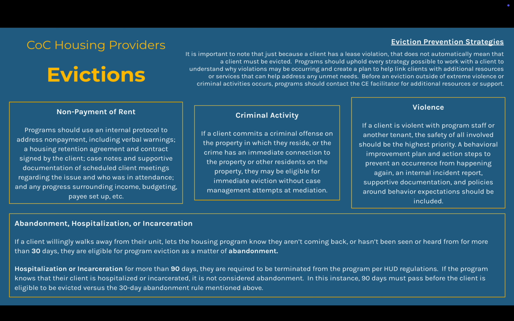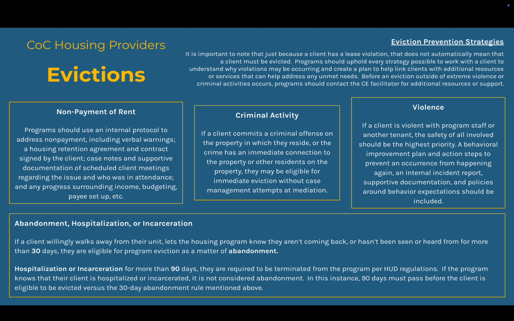If a client commits a criminal offense on the property in which they reside, or the crime has an immediate connection to the property or other residents on the property, they may be eligible for immediate eviction without case management attempts at mediation. If a client becomes violent with the program staff or another tenant, the safety of all involved should be the highest priority. A behavioral improvement plan and action steps to prevent an occurrence from happening again, an internal incident report, supportive documentation, and policies around behavior expectations should be included.